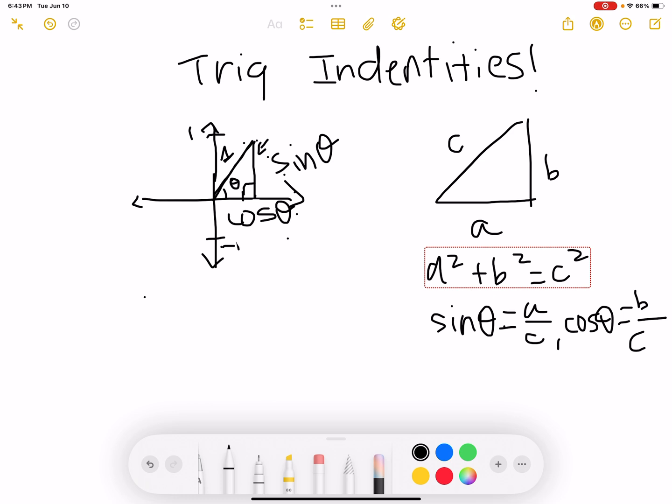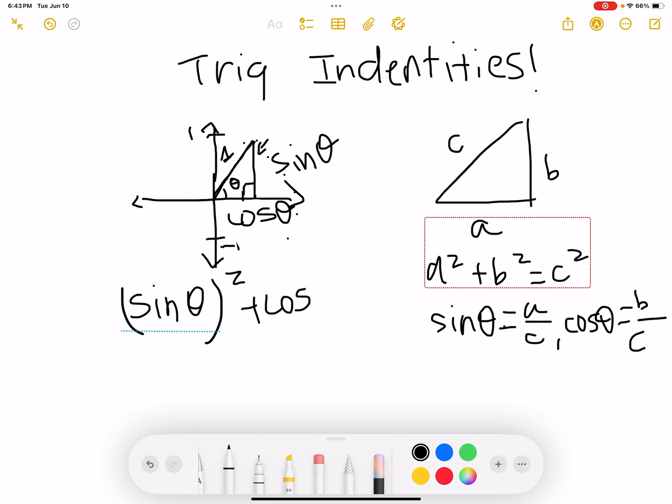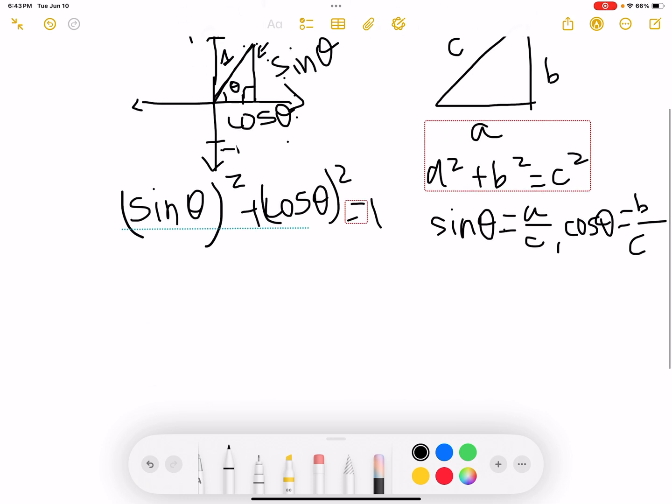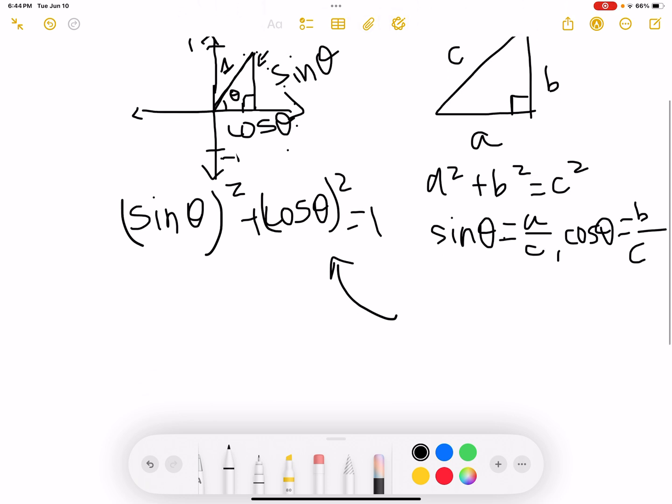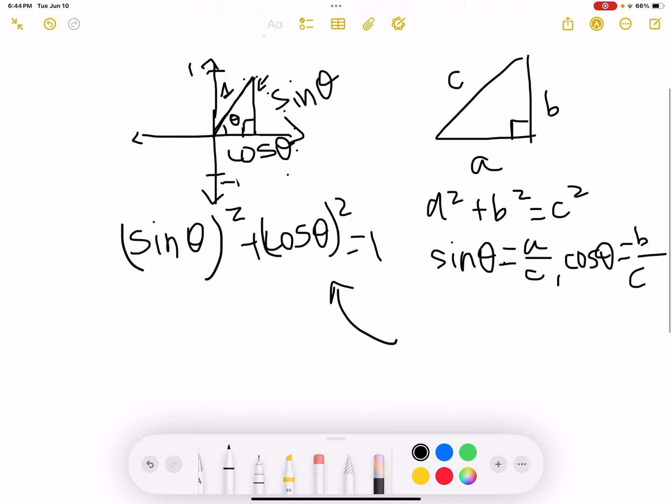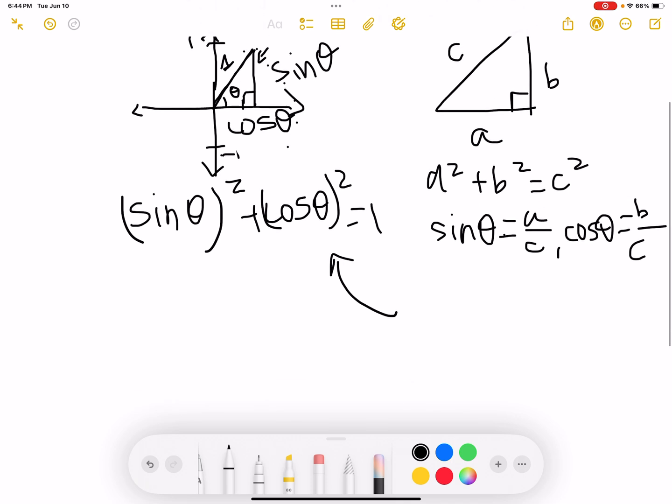So by the Pythagorean theorem, we see that sine theta squared plus cosine theta squared is equal to 1. And we can see this more algebraically in order to prove this is actually true. So with a right triangle here with sides a, b, and hypotenuse c, we see that a squared plus b squared equals c squared by the Pythagorean theorem, and sine theta is equal to a over c and cosine theta is equal to b over c.